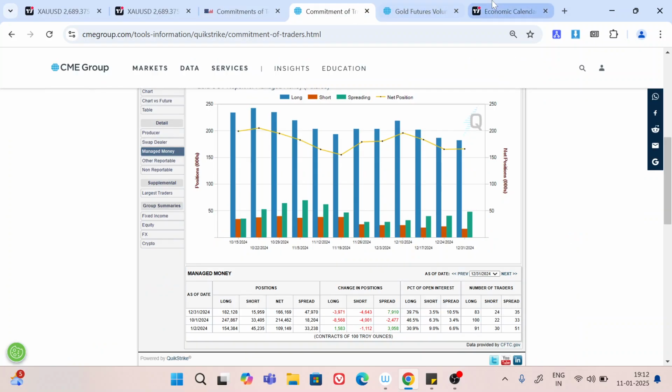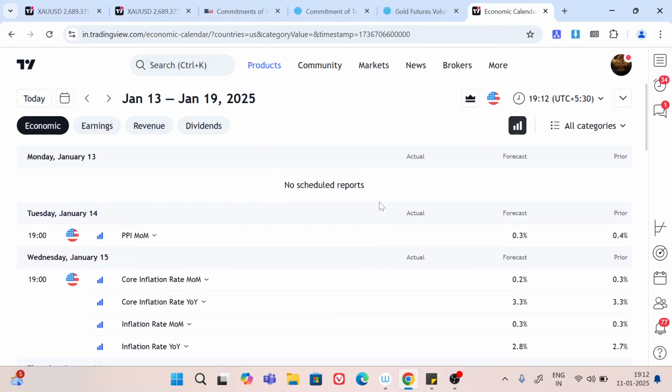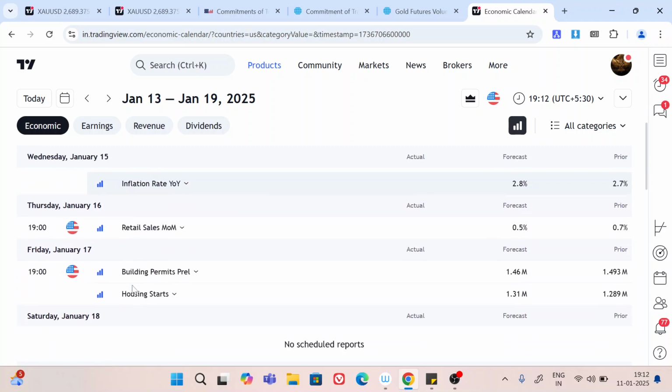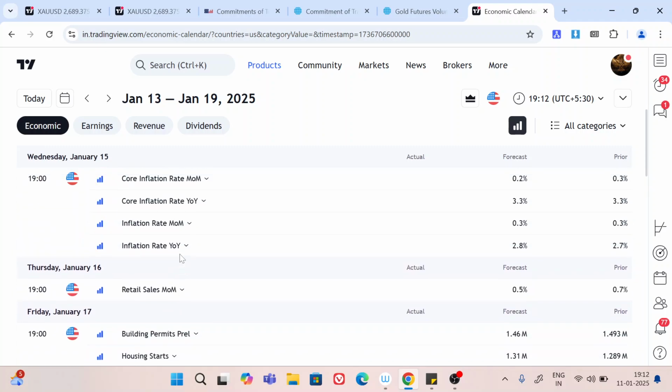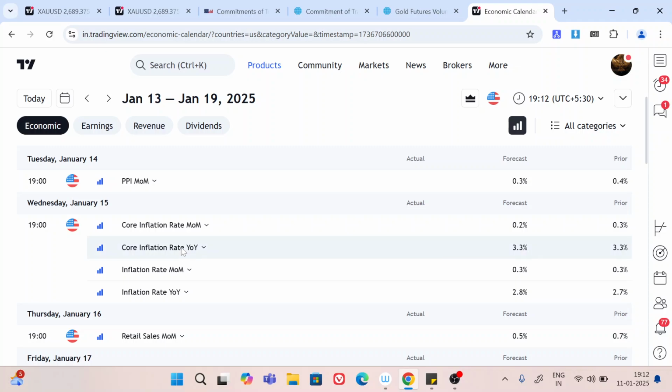So for next week, what is the data that we have to wait and watch? Yes, the major data is the PPI right over here, you can see, and then the CPI or core inflation data that we have to watch. So these are some important data that we have to watch.